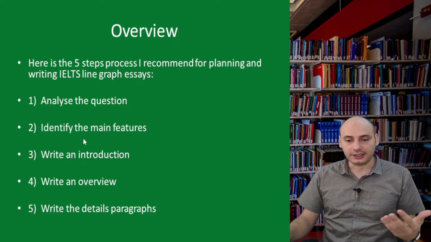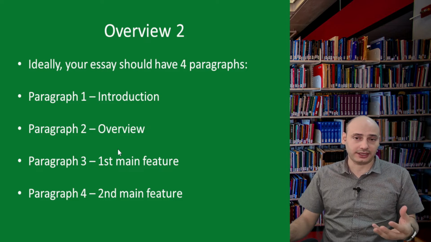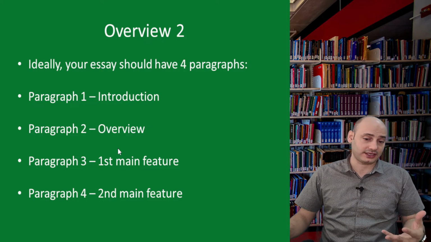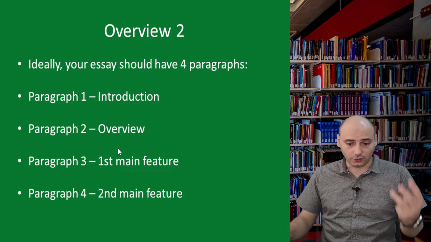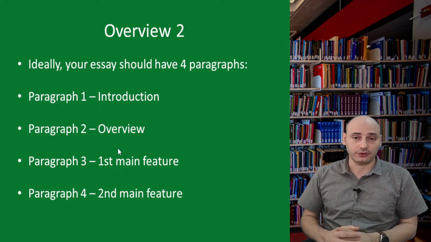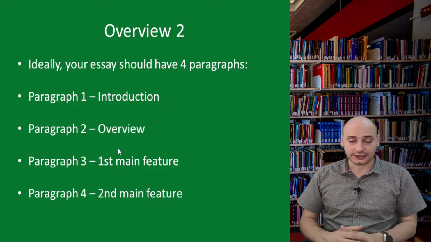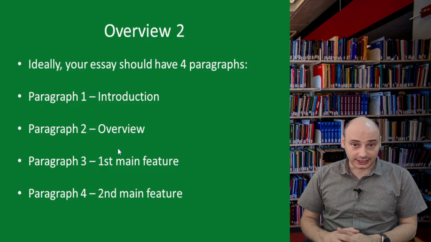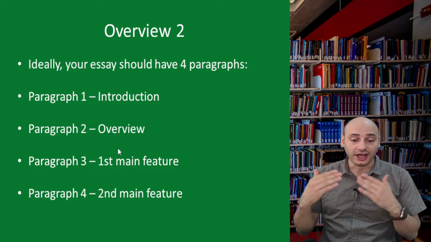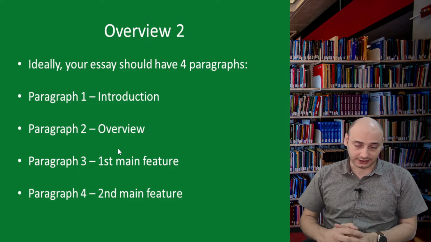Now, another piece of main information that you need to know about the line graph is that you have to write 4 paragraphs: the introduction, overview, and 1 paragraph for the first main feature and 1 paragraph for the second main feature. But it could be less than that. It could be 3 paragraphs if you write the introduction and the overview together in 1 paragraph. But ideally, your essay should have 4 paragraphs.